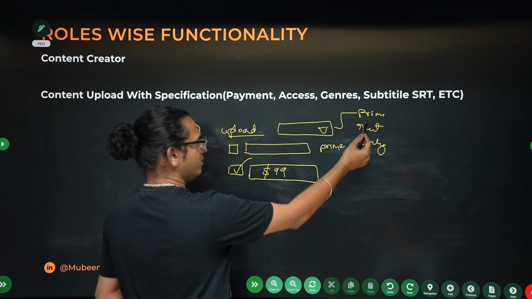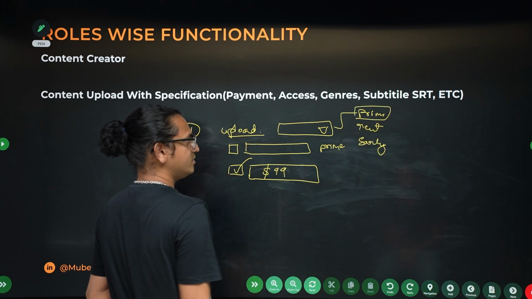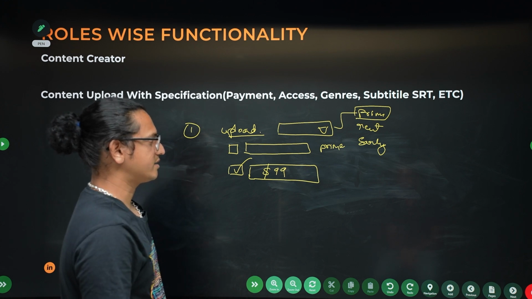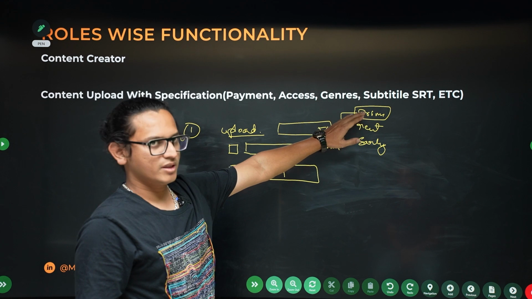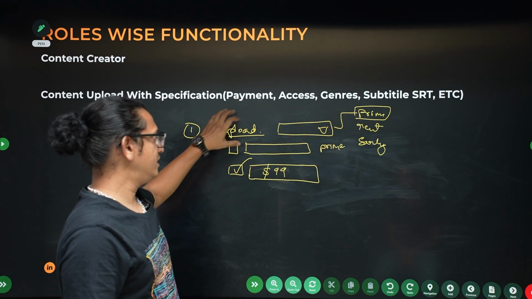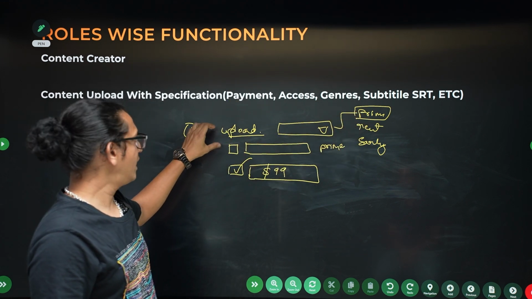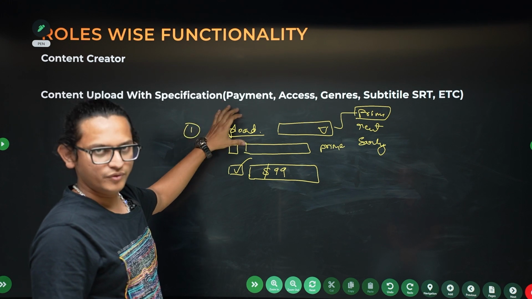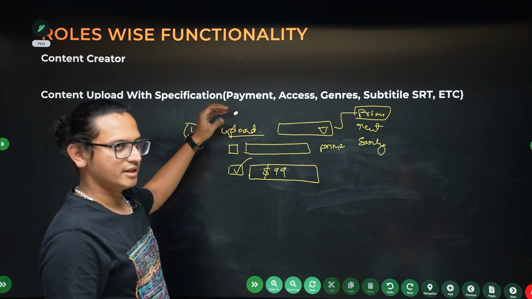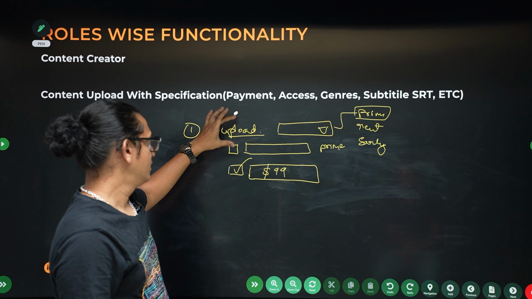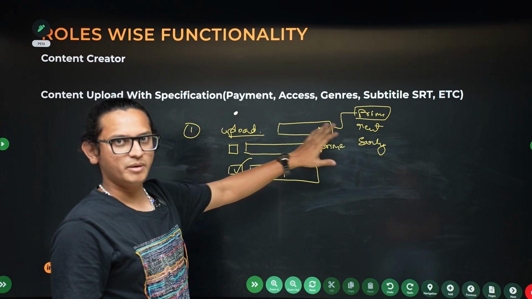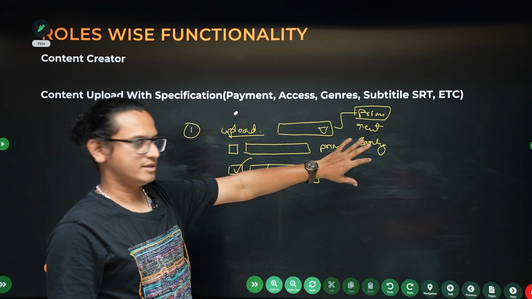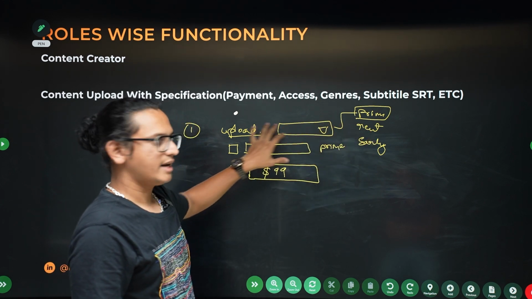The users who have the Prime membership can access this video. Otherwise, the people who do not have the membership can easily log in and select this movie or video file, and they can pay the rent amount using their payment credentials, and then they can access this video.